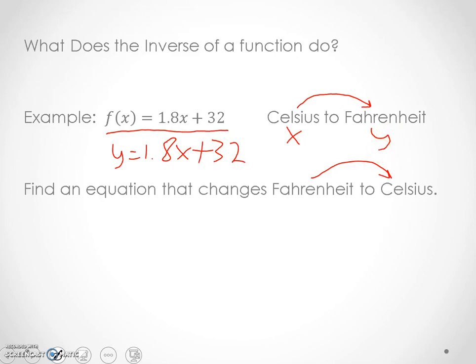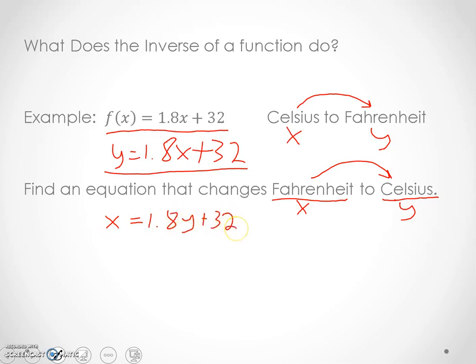Well, if we want to find the inverse of that, we want to have the input be Fahrenheit. We want the x to be Fahrenheit, and we want the output to be Celsius. So essentially what we're doing is this. We're going to change what the x and the y mean around. So in this example here, the x was Celsius and the y was Fahrenheit. We want to switch the x and the y around so that we have x equals 1.8 times y plus 32. But we want to get the y here by itself so that we could have an equation that changes Fahrenheit, which is what the x is, into degrees Celsius.